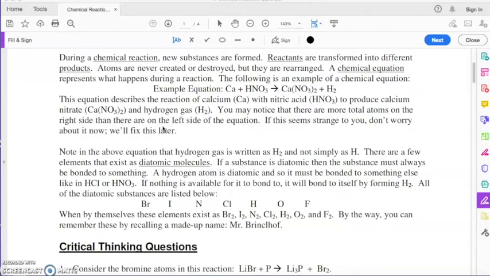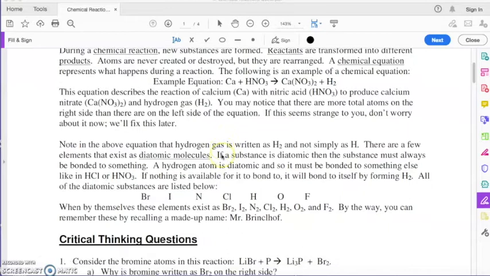The following is an example of a chemical equation right here. The equation describes the reaction of calcium with nitric acid to produce calcium nitrate and hydrogen gas. You may notice that there are more total atoms on the right side than there are on the left side of the equation. If this seems strange to you, don't worry about it. We'll fix this on a later day.